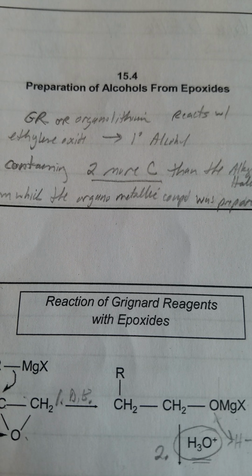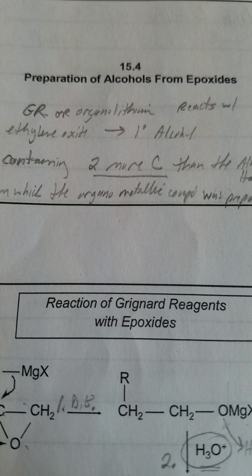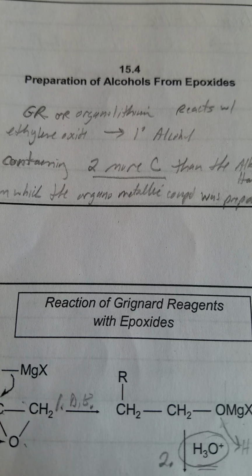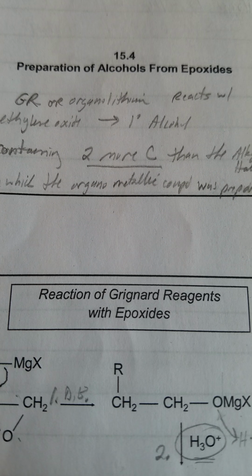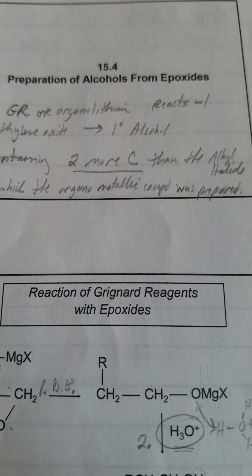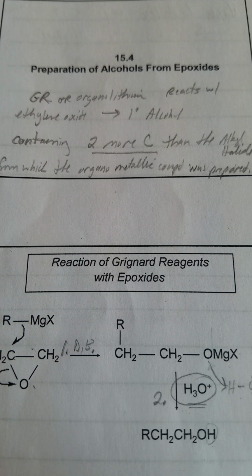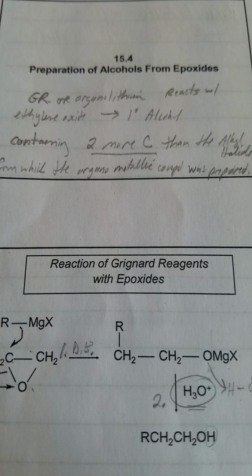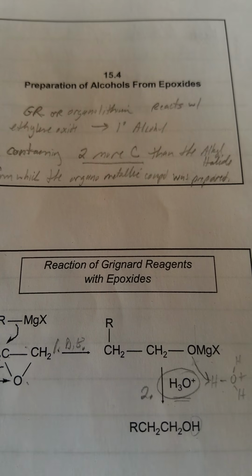We're going to continue chapter 16 with preparation of alcohols from epoxides. So these are some new reactions in which you can make an alcohol. This one, you're going to use a Grignard reagent or an organolithium compound, react it with ethylene oxide, which is an epoxide compound.